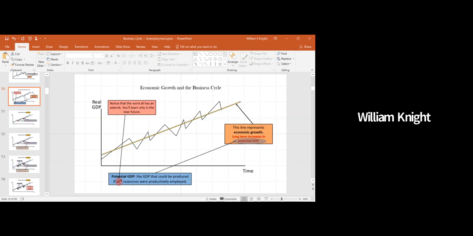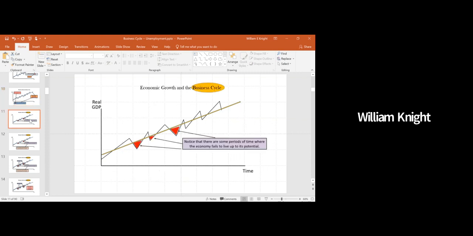Now, this line, this yellow line here, represents economic growth, which we talked about in the previous lecture. Economic growth is defined as long-run increases in the potential GDP. Now, the potential GDP is the GDP that could be produced if all resources were productively employed. Now, you'll notice that there's an asterisk here by all. What is that asterisk doing there? What does it mean? We'll see that in just a few minutes.